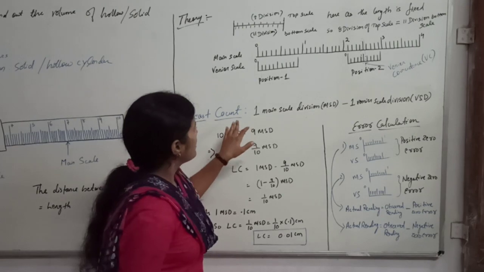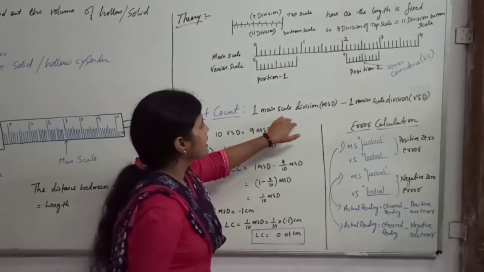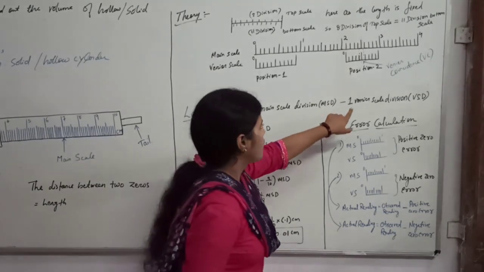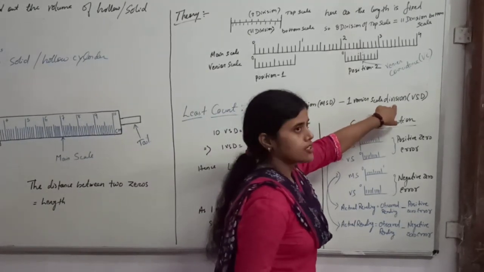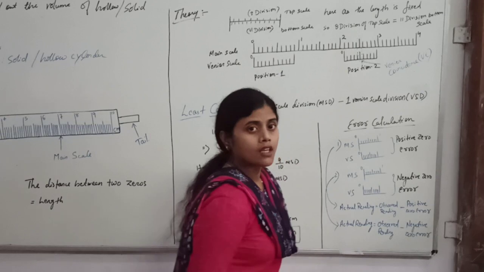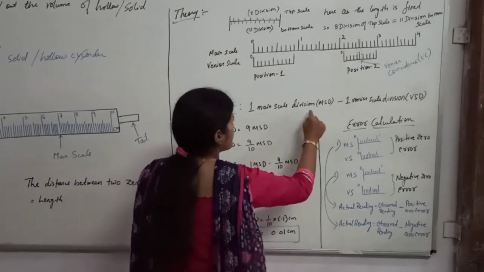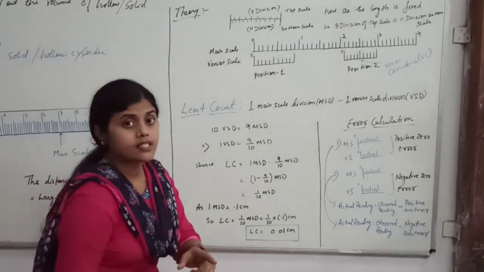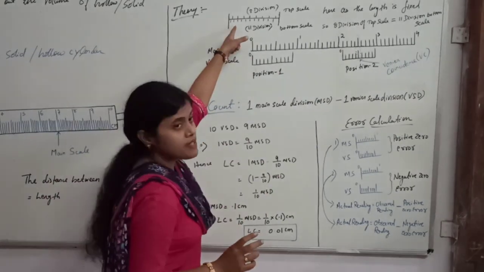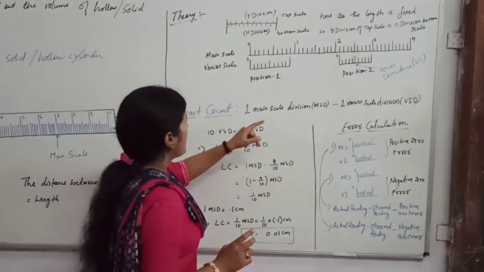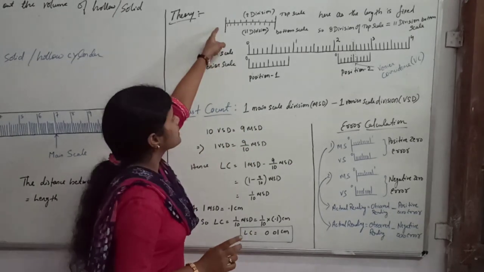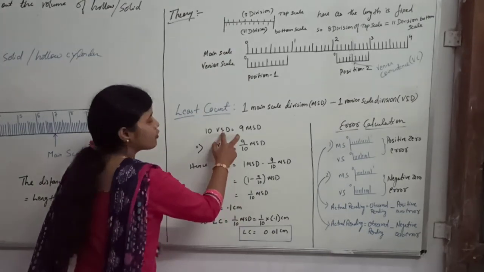The formula for least count is 1 main scale division, shortcut MSD, minus 1 vernier scale division, that is VSD. The formula is 1 MSD minus 1 VSD. So now you will understand why I told you about this principle, because this relation is completely based upon this understanding. How I found this?